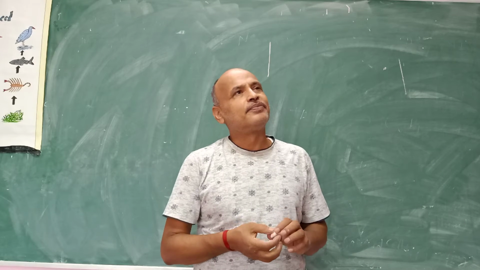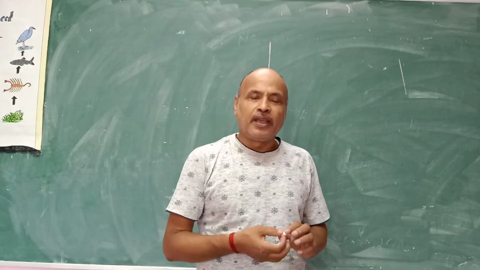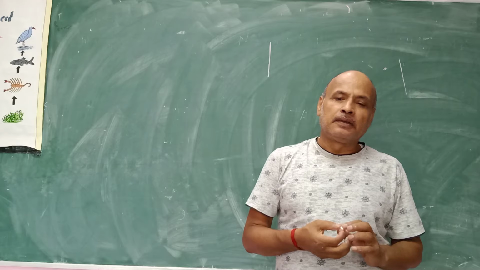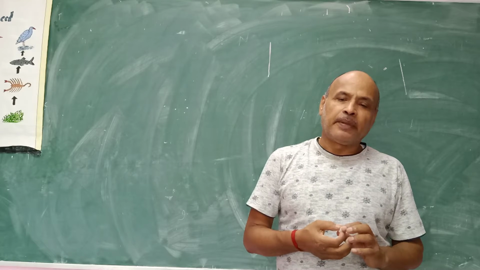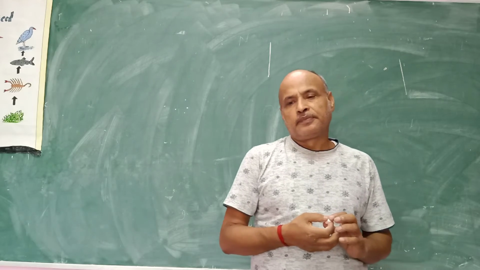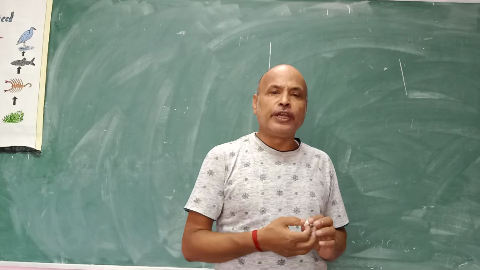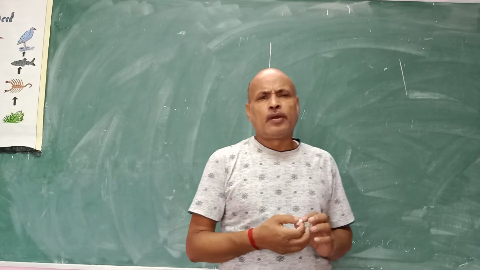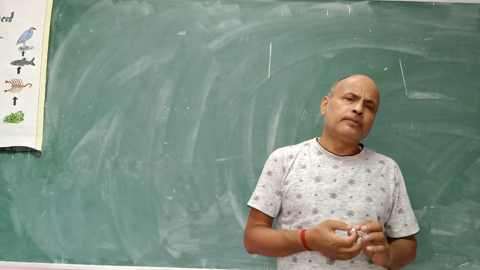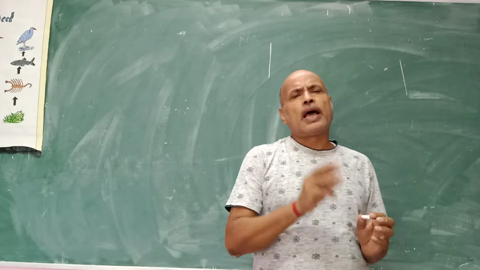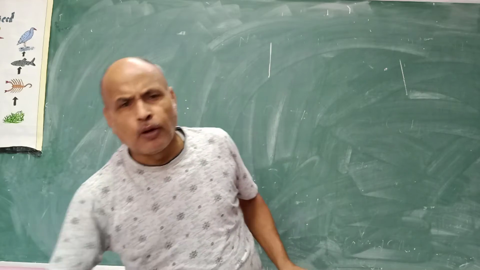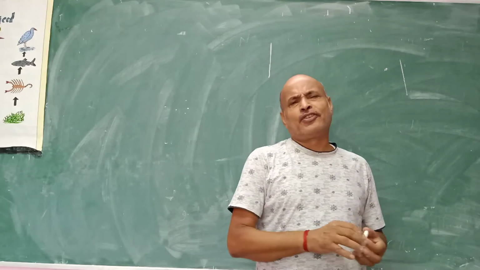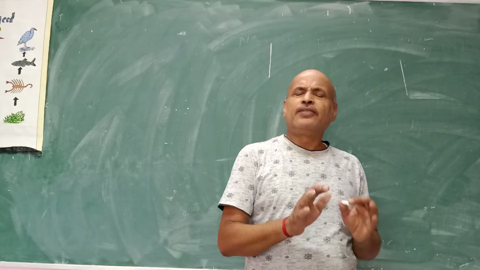In last class, we have seen about the methods to prepare temporary mount of onion peel. After preparing the slide, we can conclude that whether the onion bulbs are small or larger, the fundamental structure of the cell is same in all the cases.